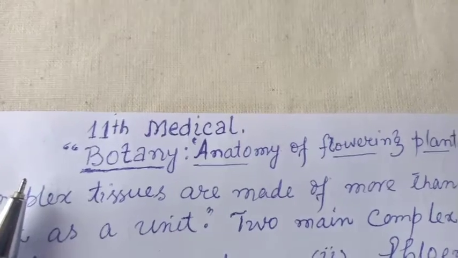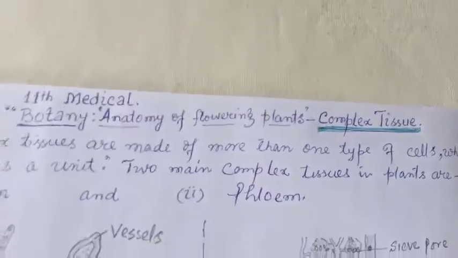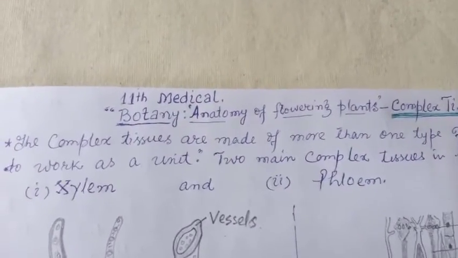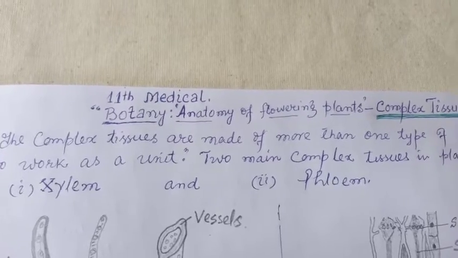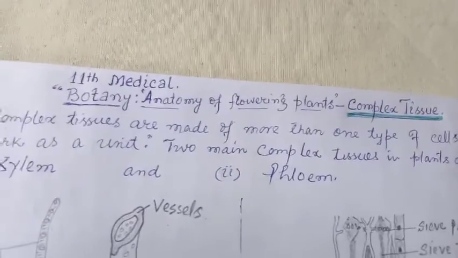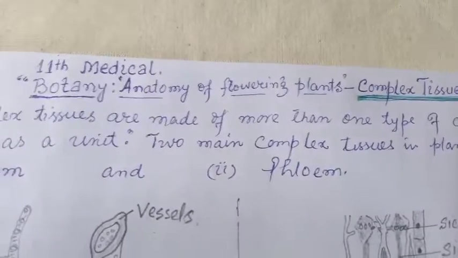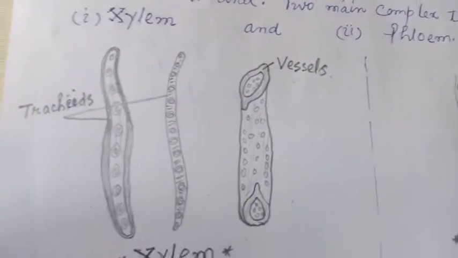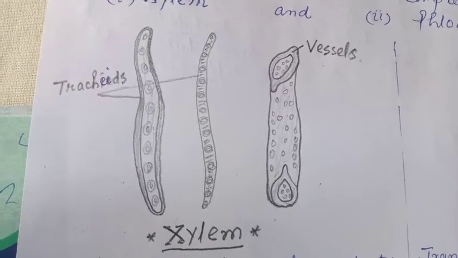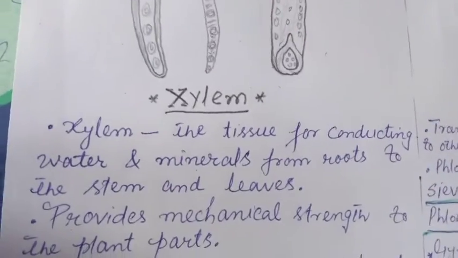The complex tissues are made up of more than one type of cells, which work together as a unit. The two main complex tissues in the plant systems are xylem and phloem. Of the xylem, the types of cells found are tracheids and vessels, and we are going to discuss these in detail.